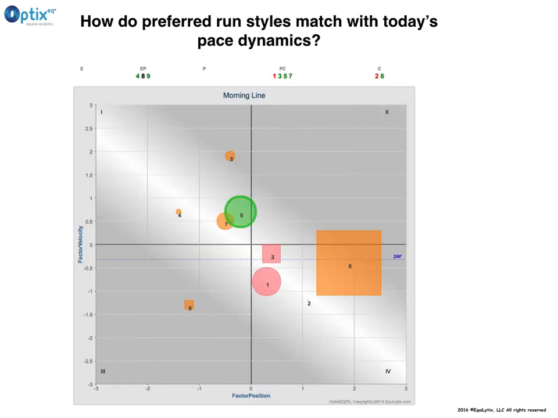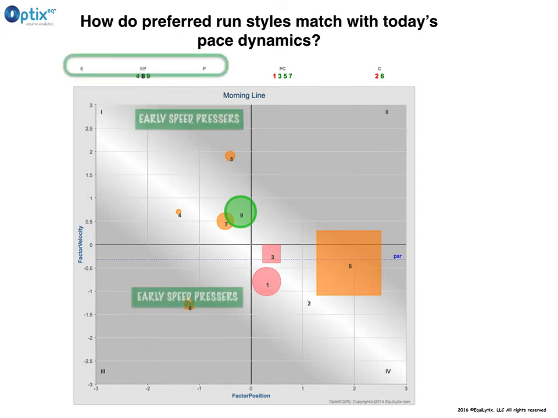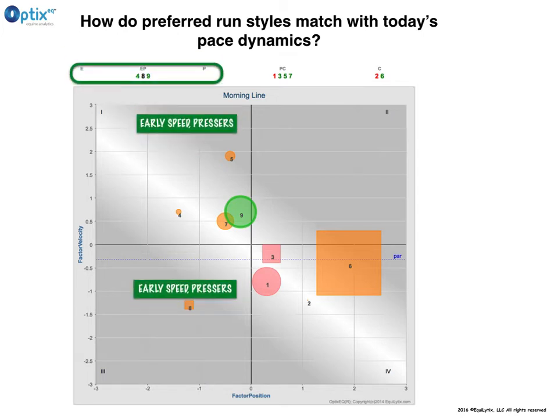So how did the preferred run styles match with today's pace dynamics? Let's evaluate the early speed and pressers, and that's the 4, 8, and 9. If you're just looking at this, again, you're not trying to definitely say, oh, this horse is going to get the lead, this is the way it's going to run.